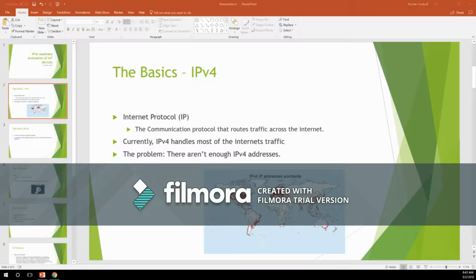IPv4 addresses are already reaching depletion in Asia and the Pacific, where the first depletion hit in April of 2011, and since then everywhere else but Africa has also become depleted.